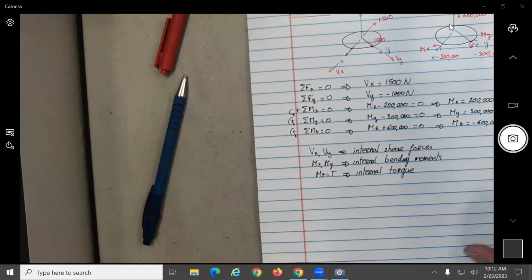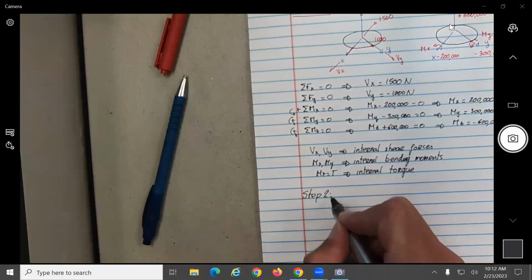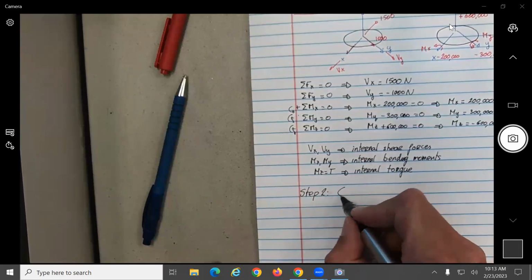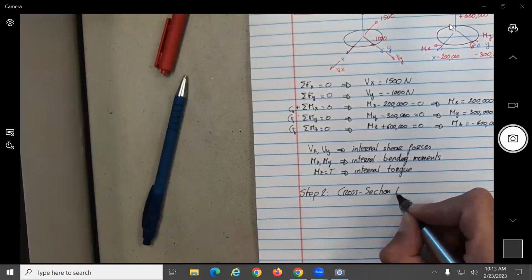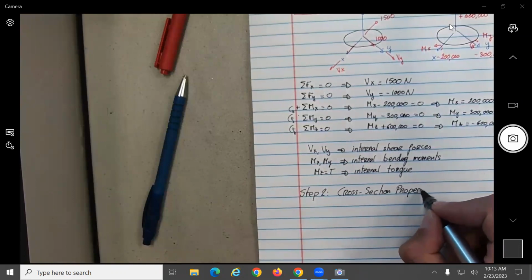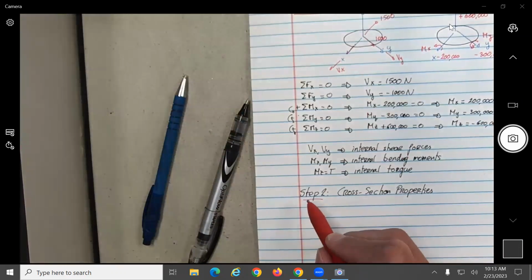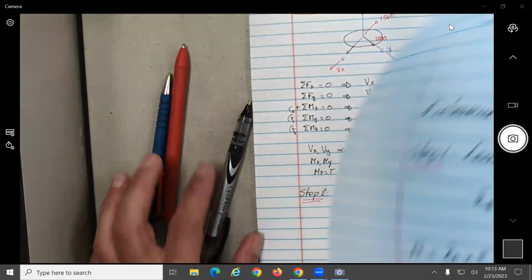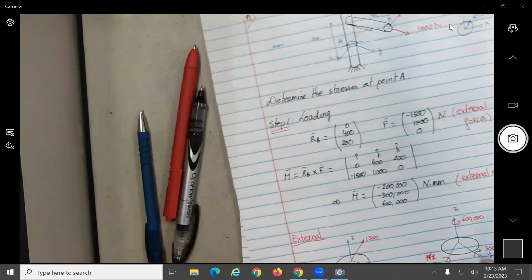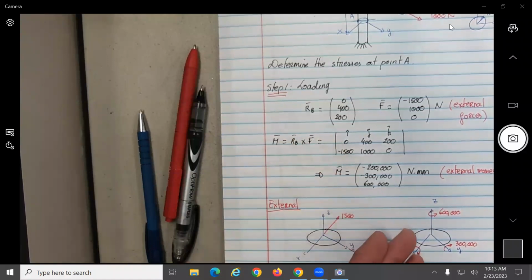Okay, so we did this. Next thing, what is this? On the example in class, what was step 2? I think it was cross section. And the first step that we did, for me, I think is the most difficult. If you don't get this step right, everything else is more or less useless.